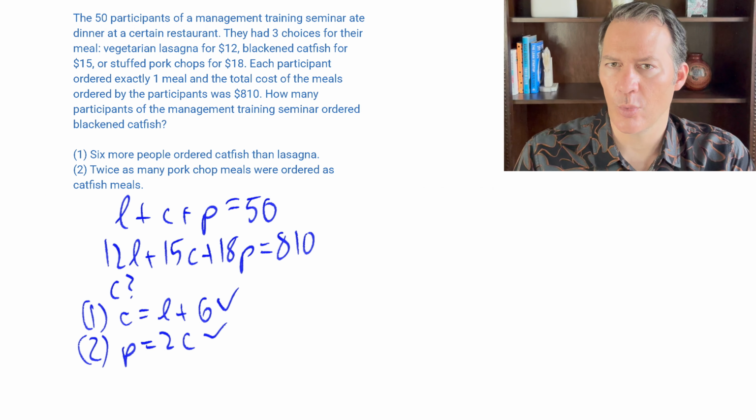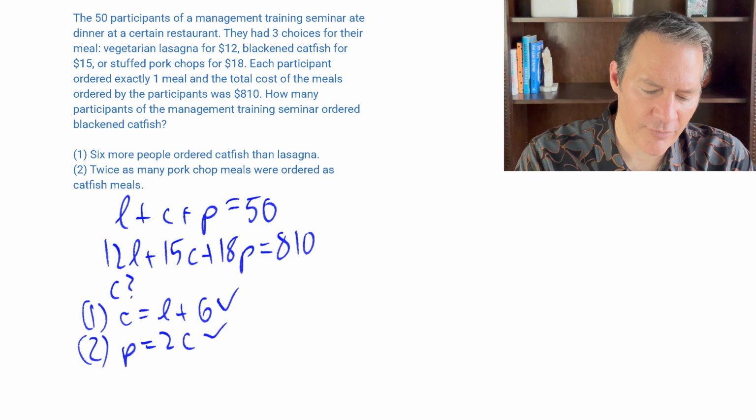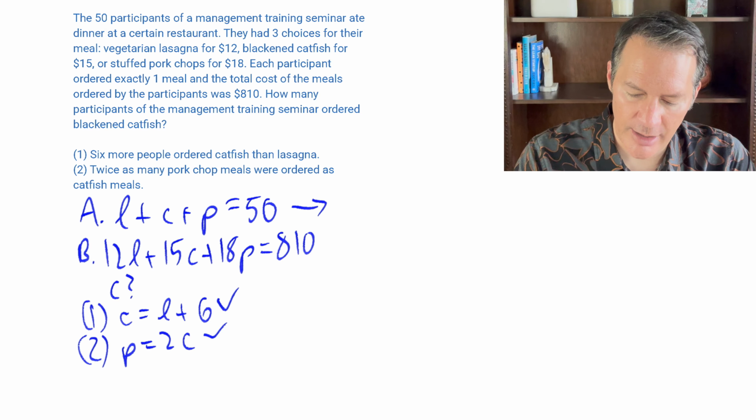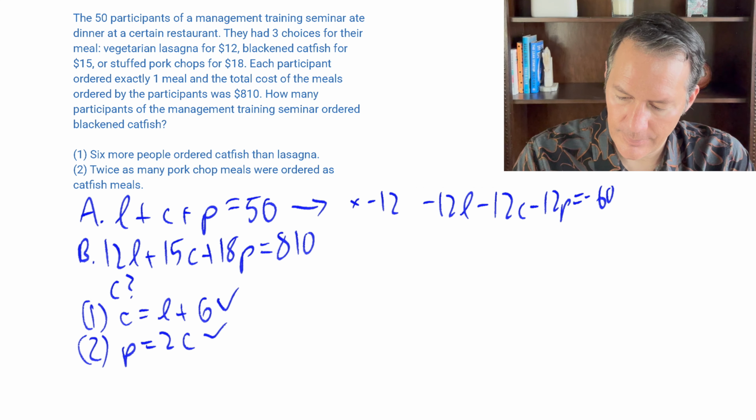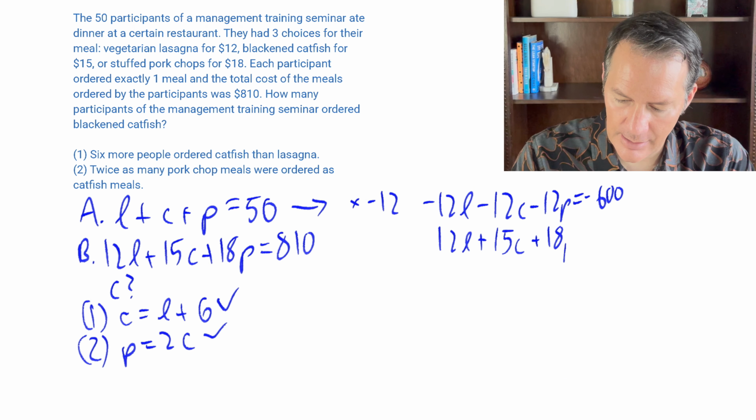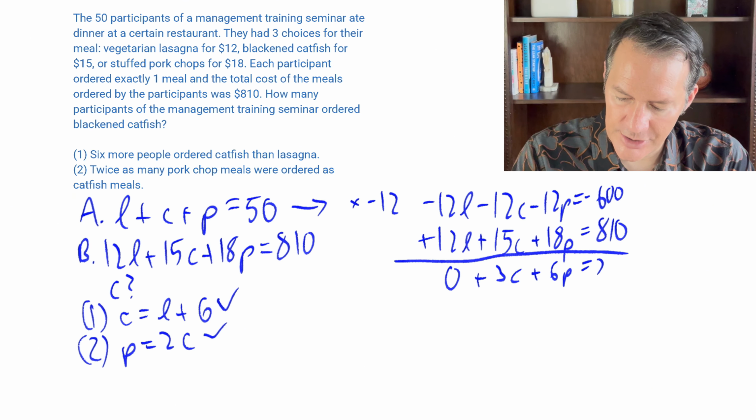Now, let's show why this actually works. First I'll name these equations A and B. Let's multiply equation A by negative 12. So we have negative 12L minus 12C minus 12P equals negative 600. Then I'll repeat equation B: 12L plus 15C plus 18P equals 810. If we add those up, we have 0, plus 3C, plus 6P equals 210.